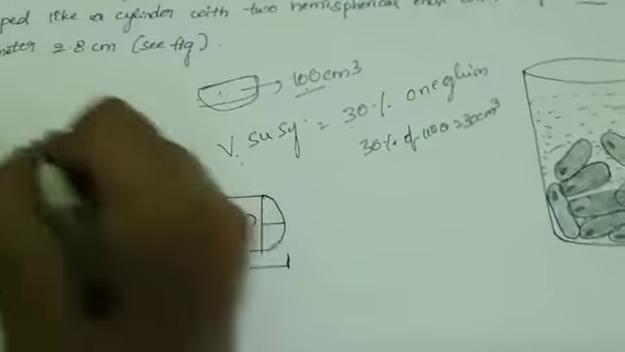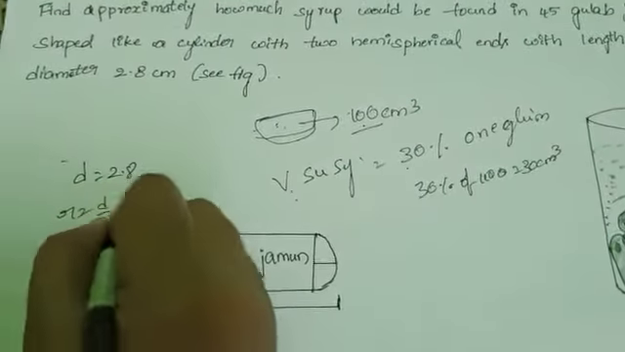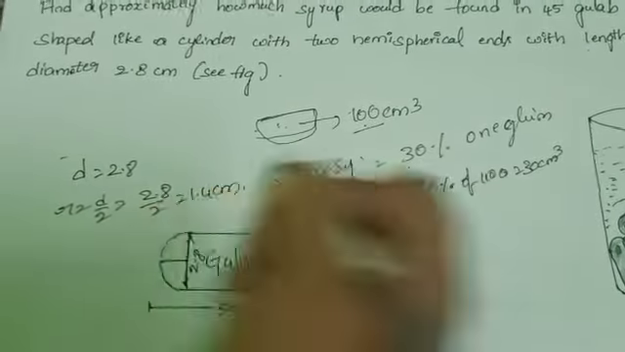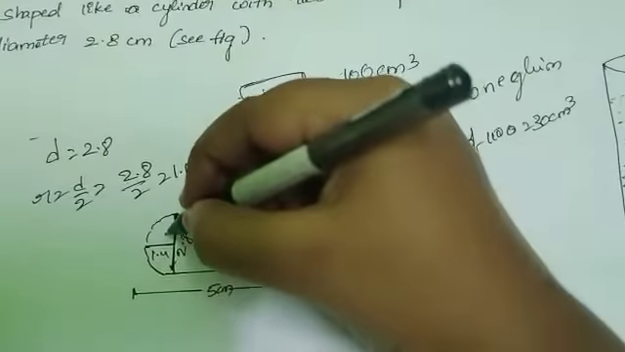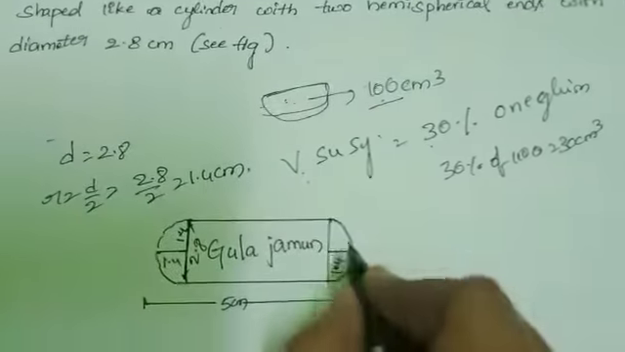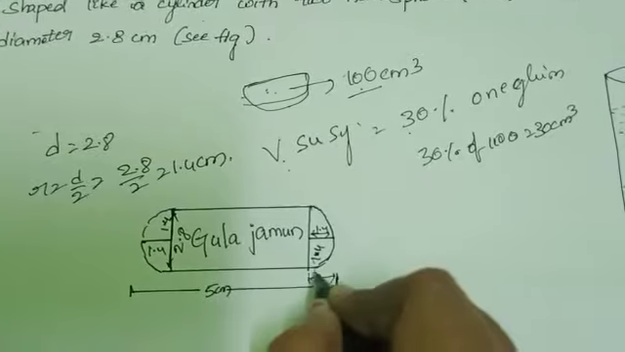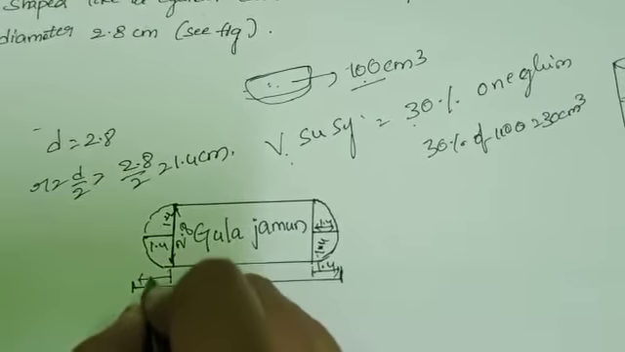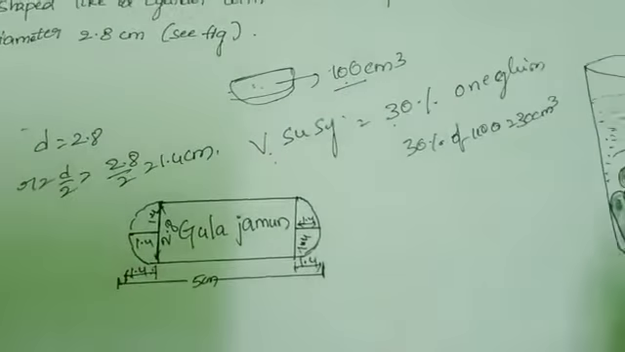What is the radius? Diameter equals 2.8. Radius equals diameter by 2, 2.8 by 2, which is equal to 1.4 centimeters. So radius equals 1.4. This length is 1.4, from here to here is 1.4. This is the radius of the hemisphere, 1.4.